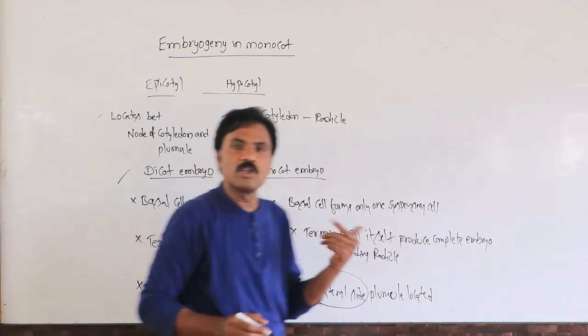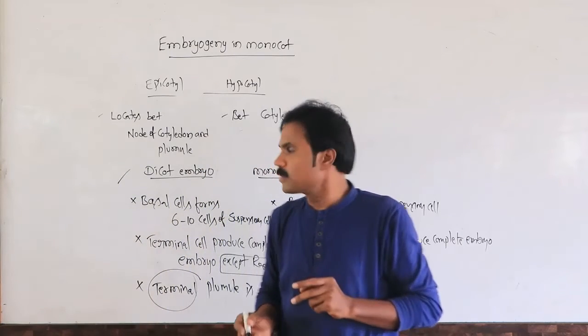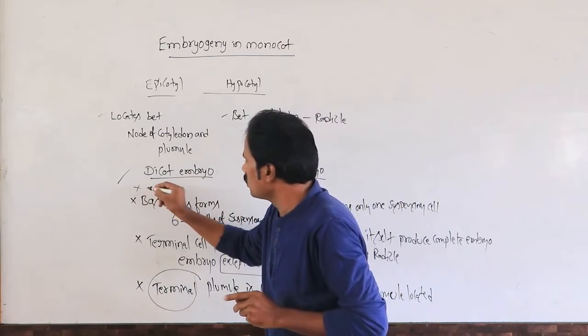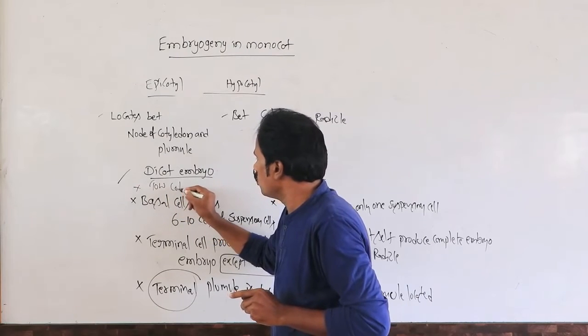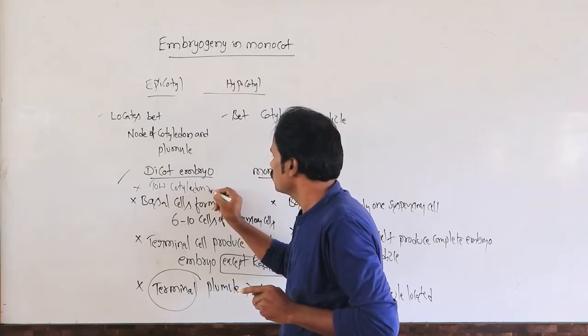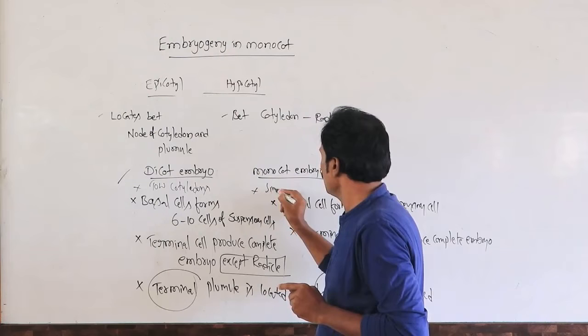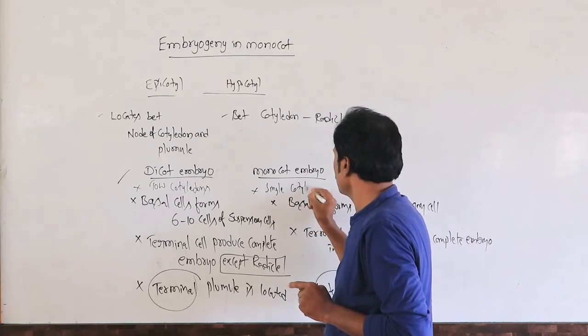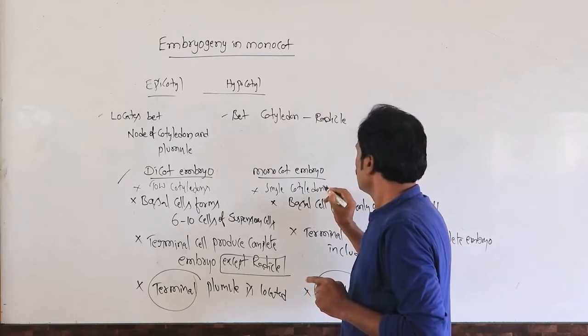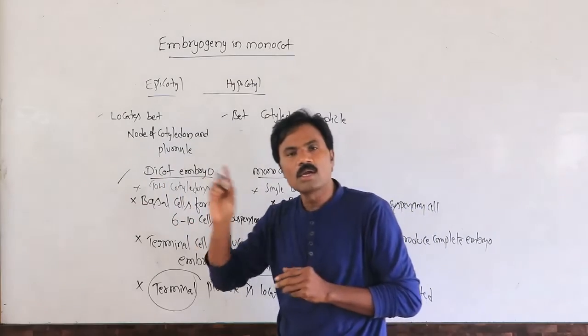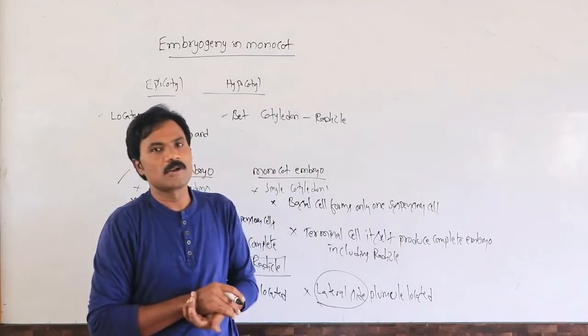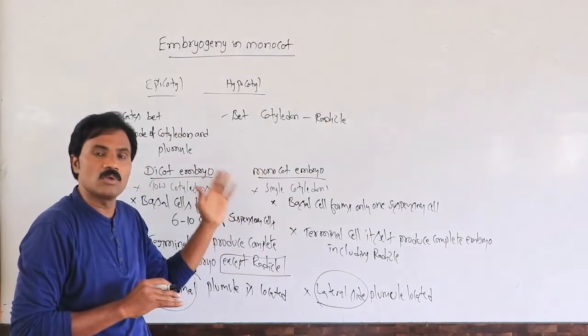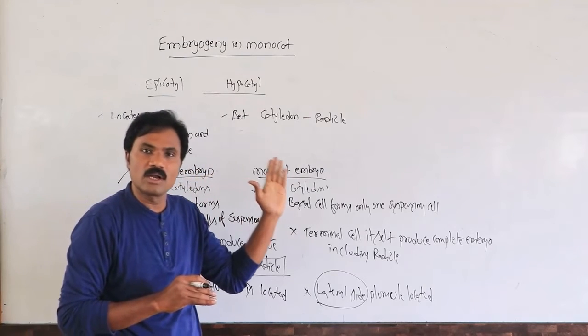In the dicot, very simple, two cotyledons are present. Here, a single cotyledon is present. Here, two cotyledons are present. So that is related to monocot as well as dicot.